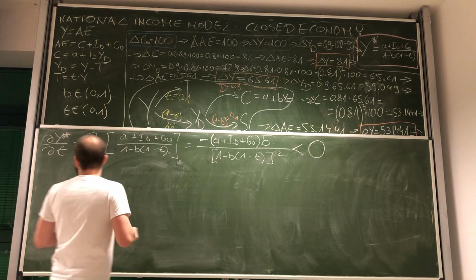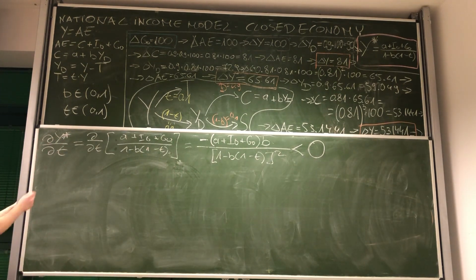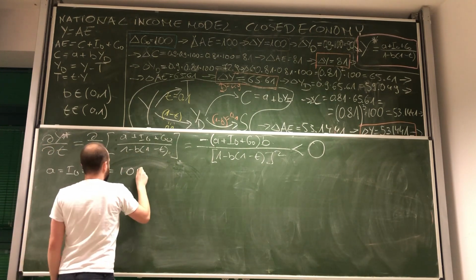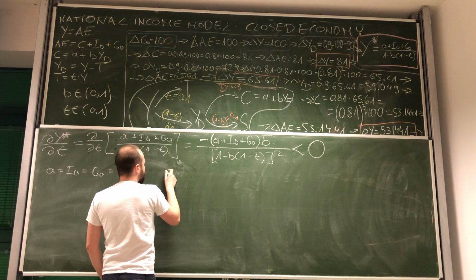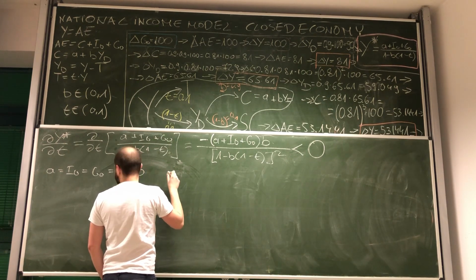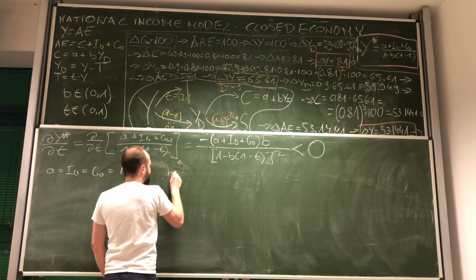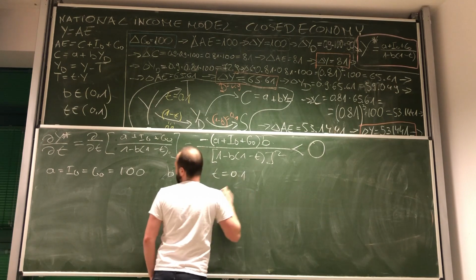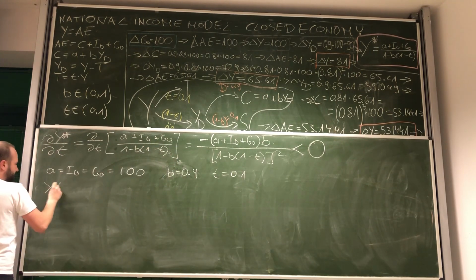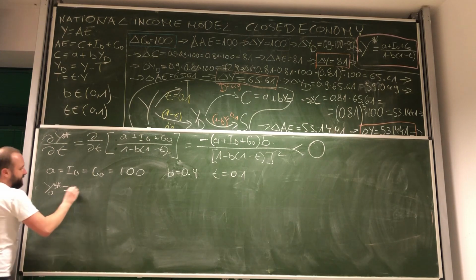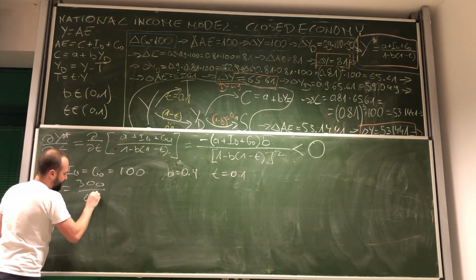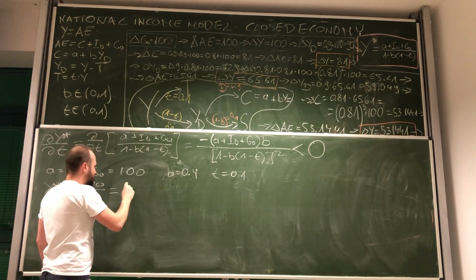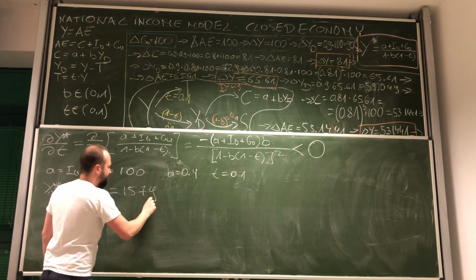Okay, let's see how it works. Before, when we used an example, we started like this. It was 100 for each. We calculated that B is equal to 0.9 and T is equal to 0.1. In this case, GDP was equal to 300 over 0.19, just substituting to the formula, and it was equal to 1,579.